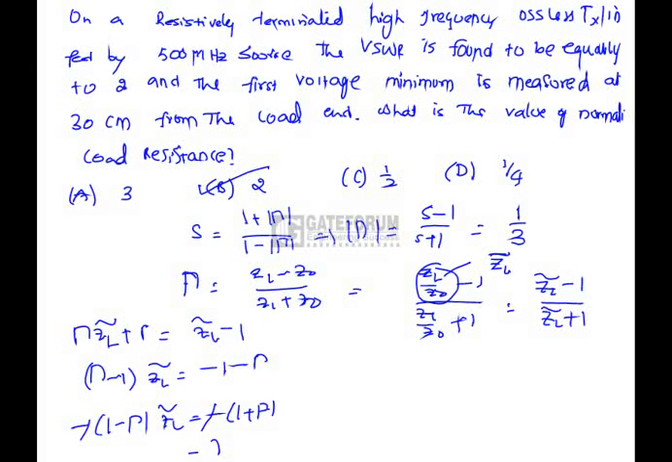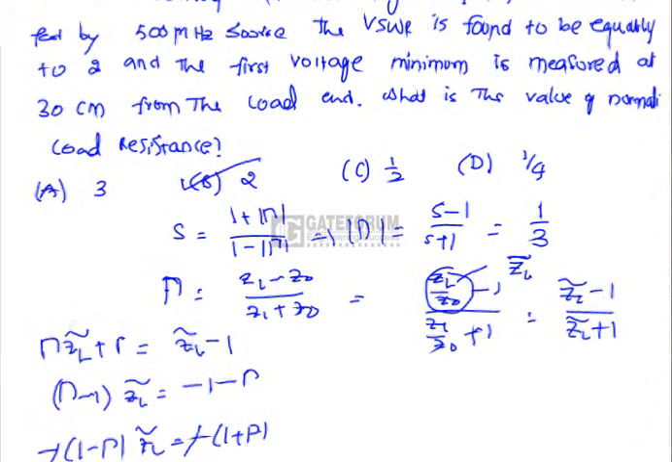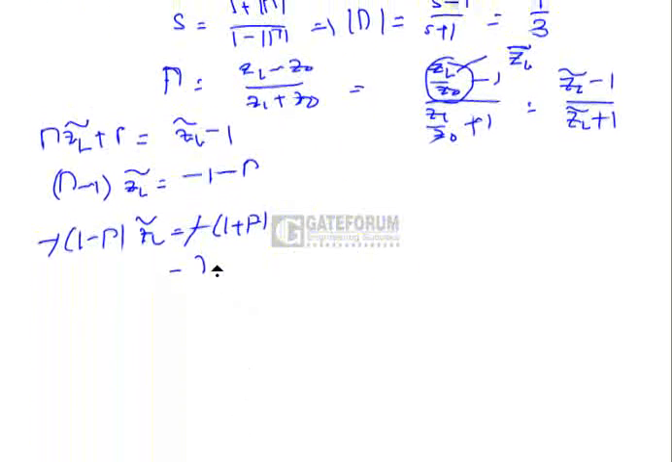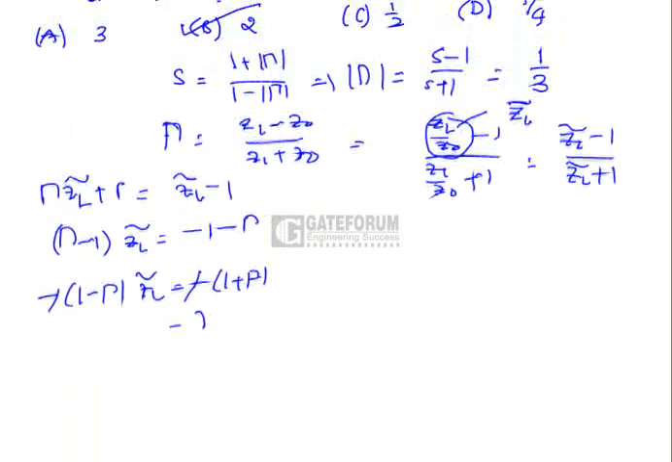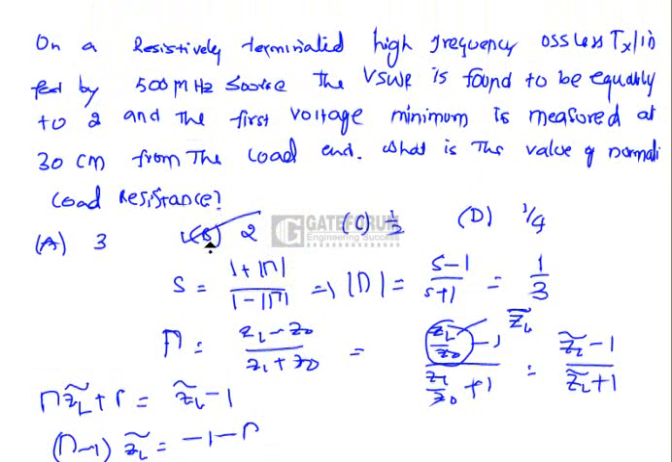Here is a resistively terminated high frequency lossless transmission line fed by a 100 MHz source. The VSWR is found to be 2 and the first voltage minima is measured to be 30 centimeters from the load. What is the value of normalized load resistance? We know there is a relationship between the VSWR, the reflection coefficient and the normalized load resistance. If we go through that relationship, we will get normalized load resistance as 2, which is option B.